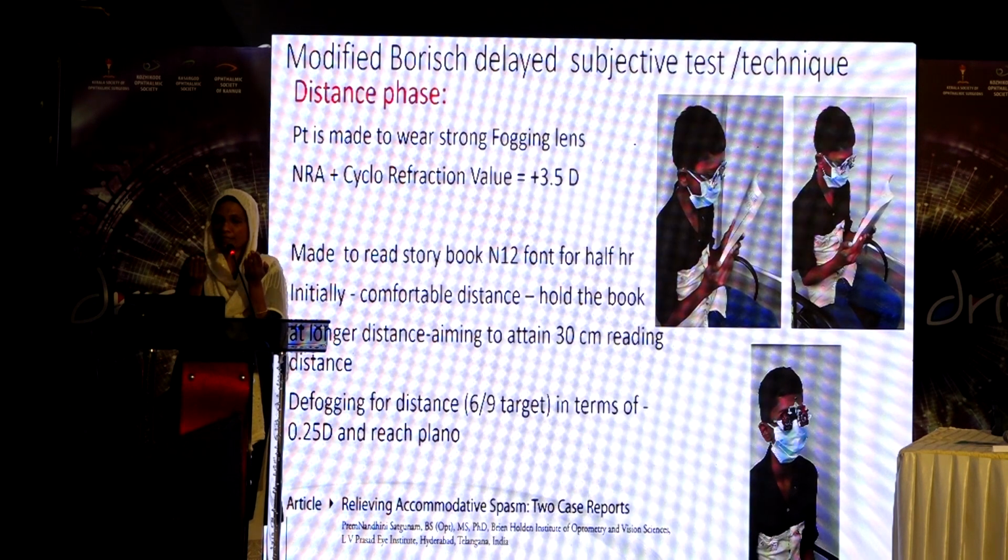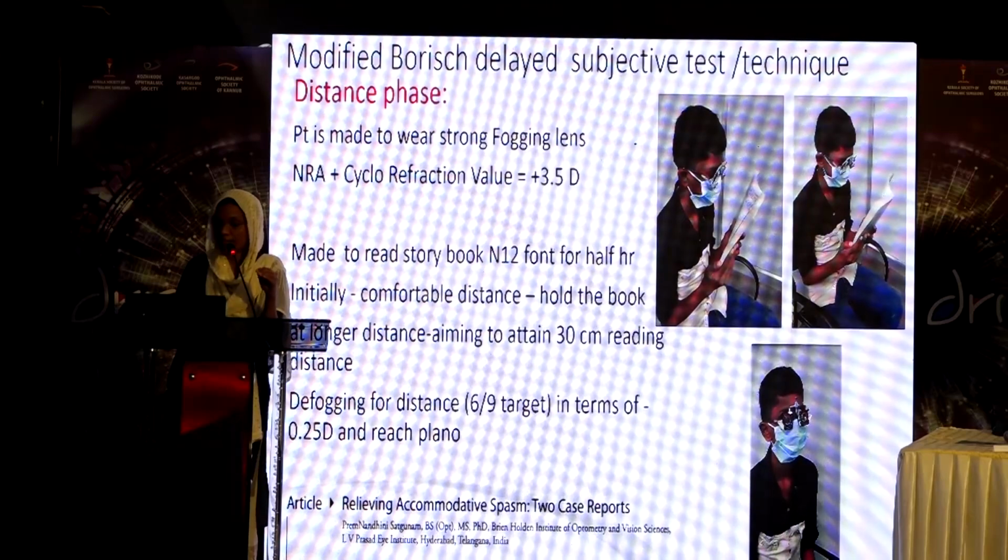Initially, an excess patient will read keeping the book close. We will encourage them to push the book backward, as far as possible, at least 30 or 35 centimeters, by the end of 30 minutes. By that time the patient will have relaxed the accommodation, and then we will defog for distance, 6/9 target, and we slowly defog with minus lens. So the patient's accommodation is relaxed for distance.